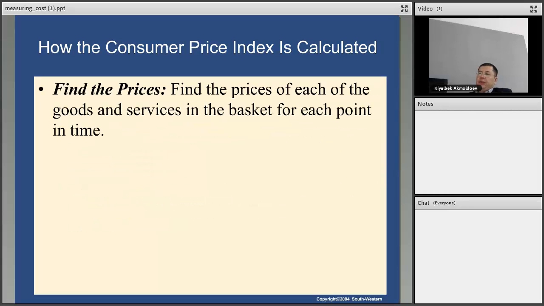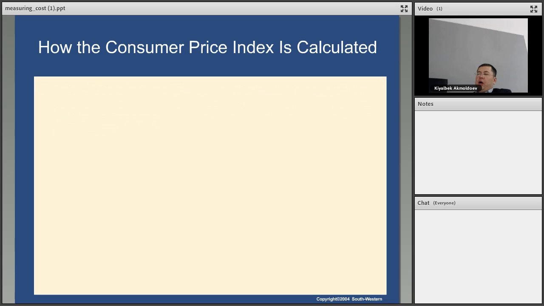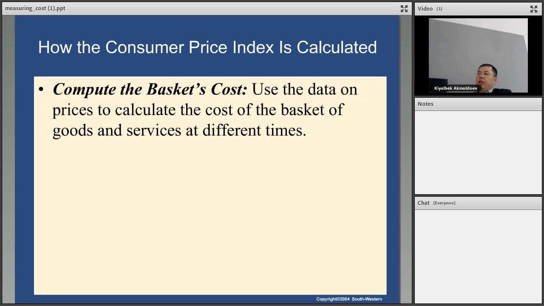So the second step: we have already fixed our basket, and then we decide to find the prices. So find the price of each of the goods and services in the basket for each point of time. We need to know how many goods and services you consume. For example, we ask buyers in our survey, and then we find the prices of those goods and services. We ask them how much it is, and then price times quantity gives us the cost of the basket in one month.